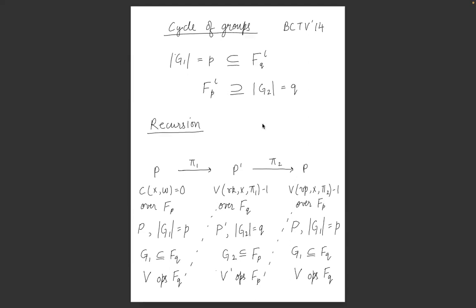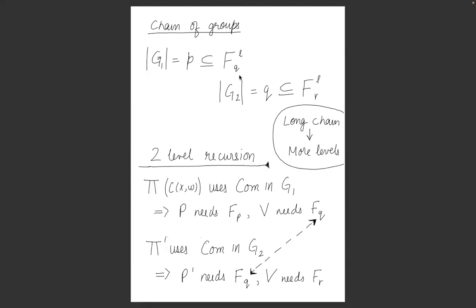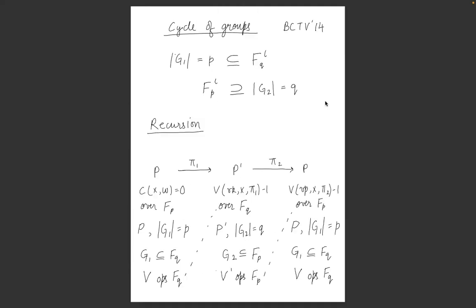In the chaining, the orders of the groups were different, and also the finite fields were different. But now in the cycle of groups, for the first group, the order of the group is P, and it is defined over a finite field which has Q elements. And now the other group G2 is of order Q, but it is defined over a finite field with P elements.